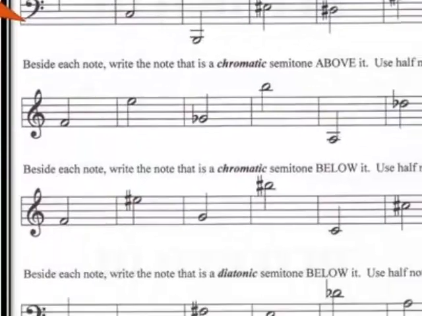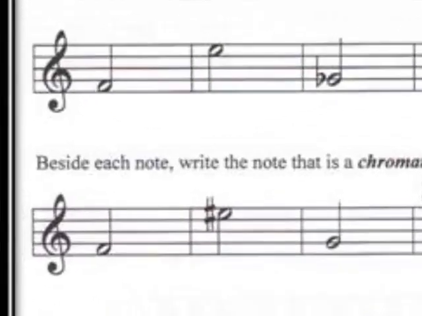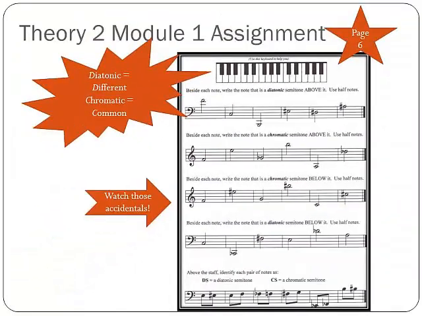For number 7, you're going to write a chromatic semitone above the notes. Remember, a chromatic semitone is going to have the same or a common letter name. In our first example, we have an F. So if we're writing a chromatic semitone above F, it would be F sharp. Be careful how you draw your sharps because you want to make sure that it's in that F space.